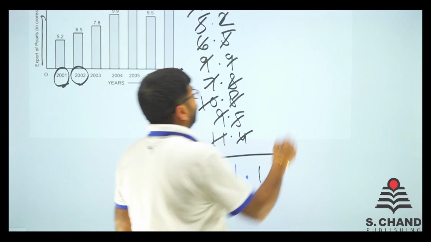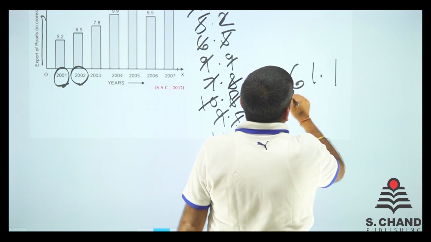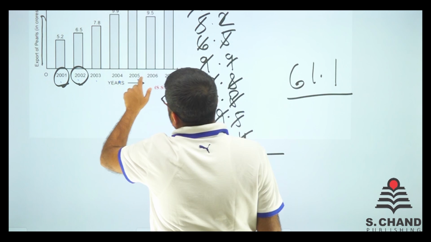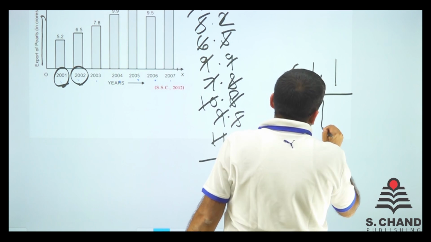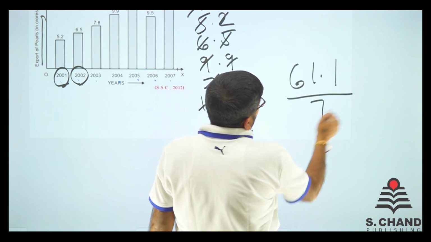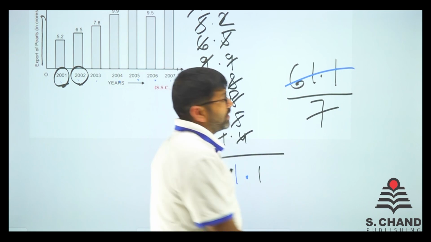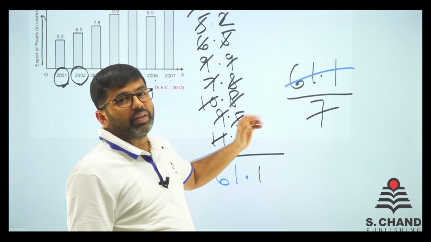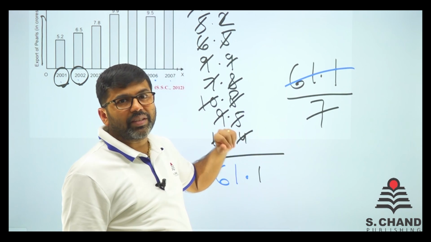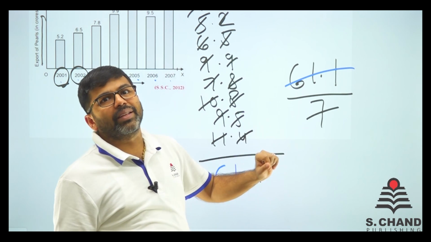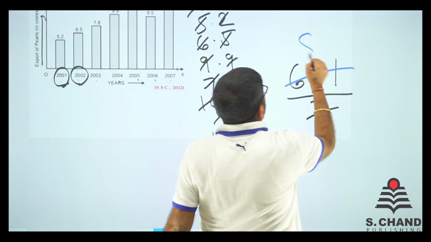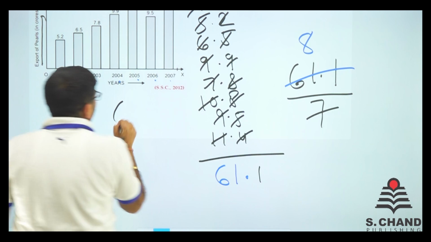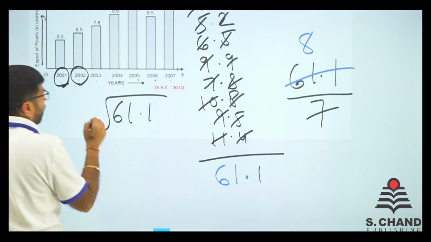Now the total is 61.1, divide this by how many years? 1, 2, 3, 4, 5, 6, 7. 7 years altogether, right? So it will be like 7 into 8, 7 into 7. 7 7s are 49, 7 8s are 56, and 7 into 9 is 63. So it will be like 8 something. How much 8? Let's divide it. 61.1, right? Just divide it by 7.